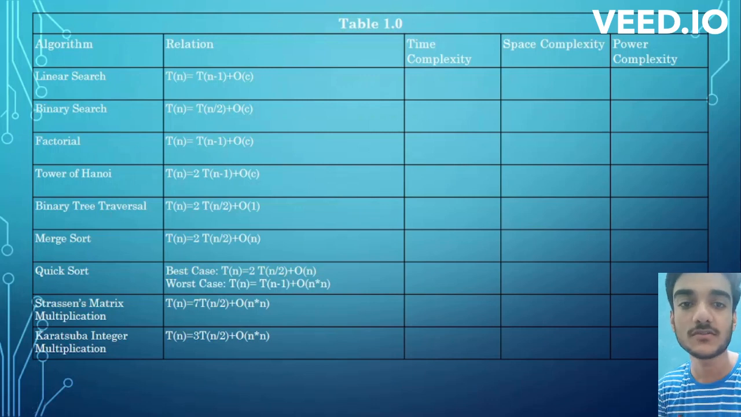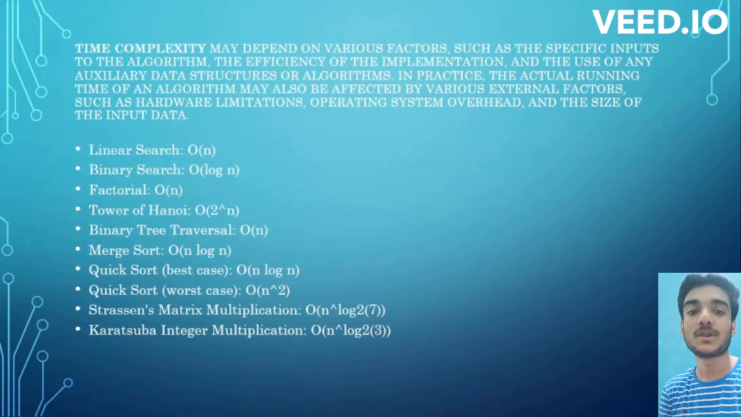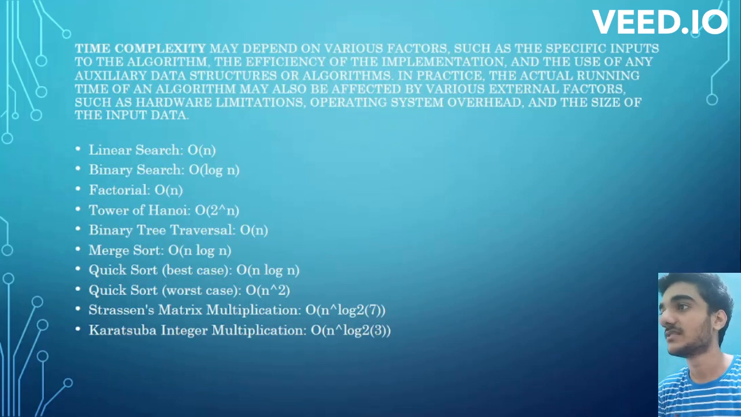But first let us understand what is time complexity, space complexity, and power complexity. Time complexity may depend on various factors such as the specific input of the algorithm, the efficiency of the implementation, and the use of any auxiliary data structure or algorithms. In practice, the actual running time of an algorithm may also be affected by various external factors such as hardware limitations, operating system overhead, and the size of the input data.